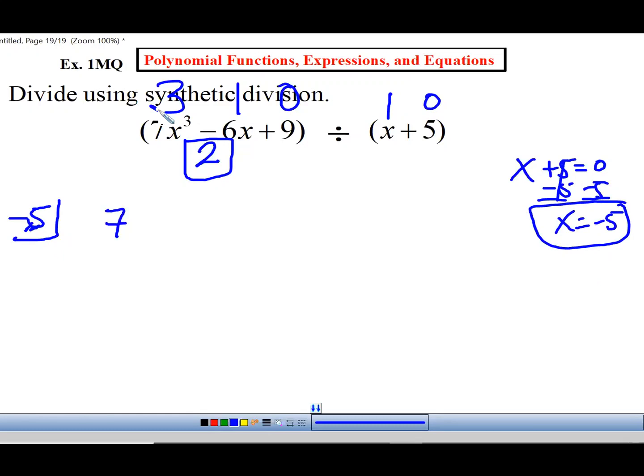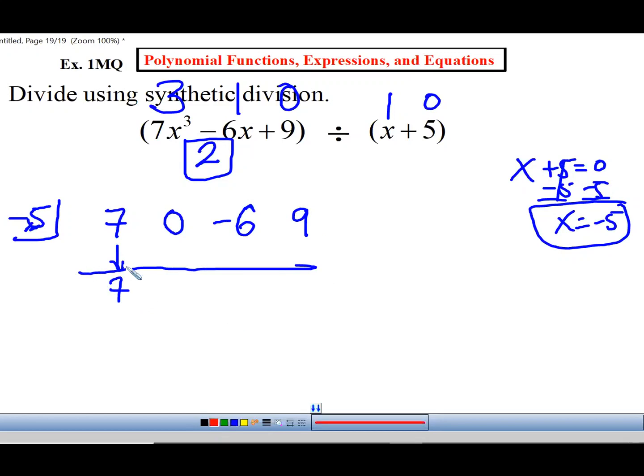What would be the next degree after the third degree? Well, second degree. Did we have a term for the second degree? No. So what would we write? 0. 0 for the second degree. Let's go to the first degree. What is the coefficient? -6. And what is the number for our 0 degree? That's +9. All right. Bring down 7.